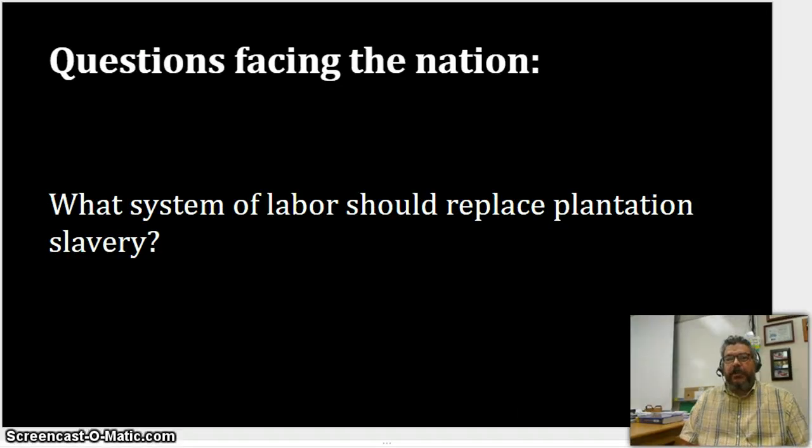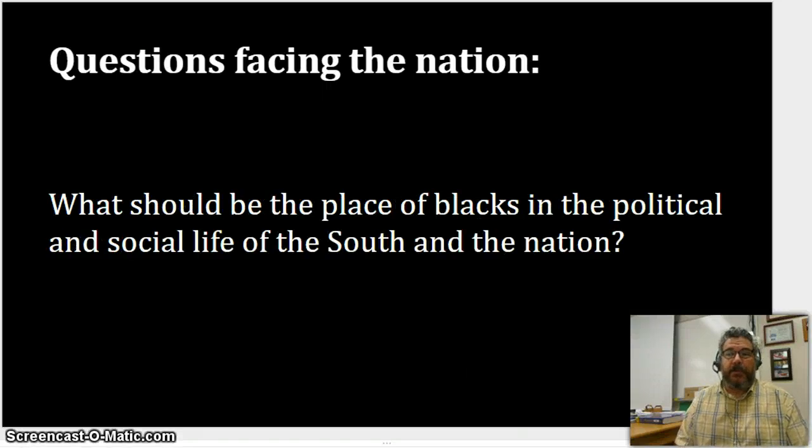What system of labor is going to replace the plantation slavery? We've got now 4 million plus slaves thrust onto the scene as freemen. How are we going to replace that amount of labor that is lost on southern plantations? If one of our goals is to rebuild the South and rebuild its economy, then how are we going to integrate those freedmen, for the first time, into the political and social life of the South and of the Union as a whole, but particularly in the South?